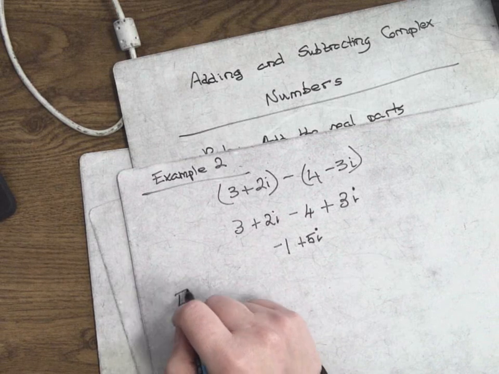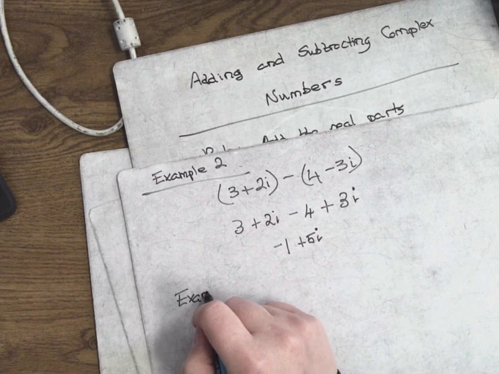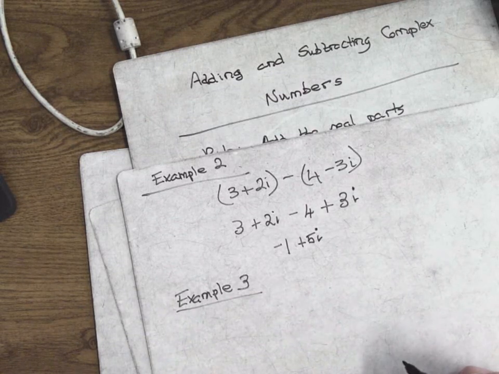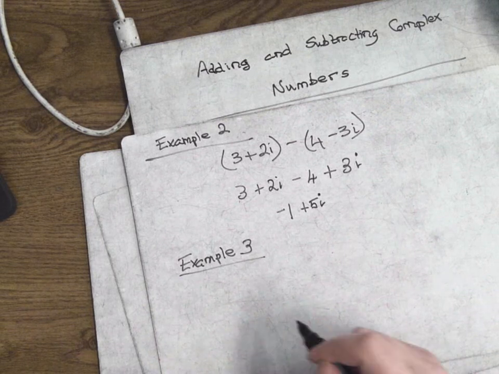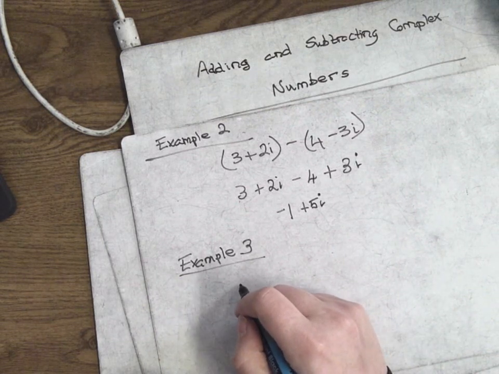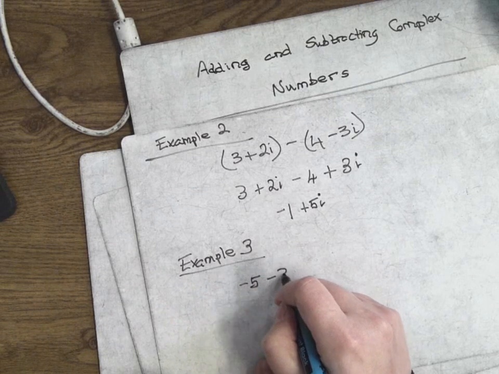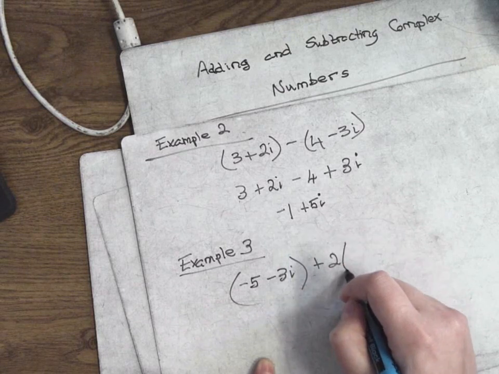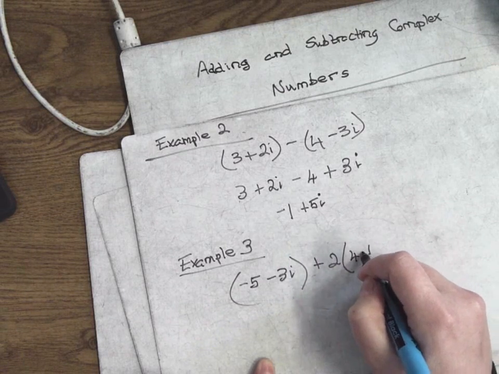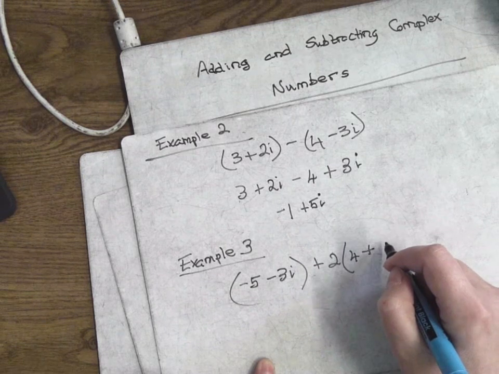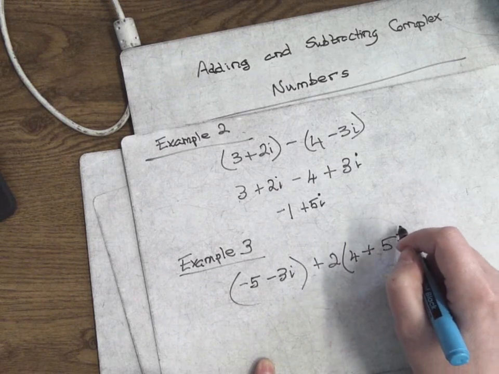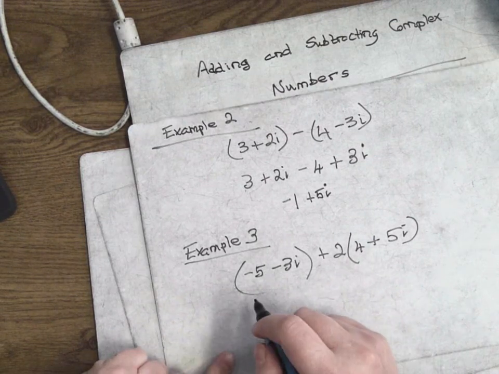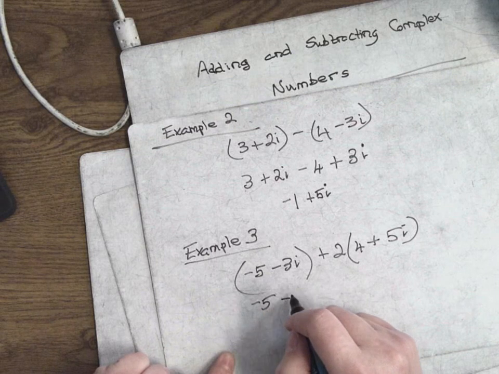Right, example 3. Now, sometimes there might be a multiply as well. You have to multiply into the brackets. So if I say I have minus 5 minus 3i plus 2 times 4 plus 5i. Is that okay? So same as algebra. I need to drop the brackets, so I need to multiply into the second bracket. The first bracket stays the same. What happens to the second bracket?